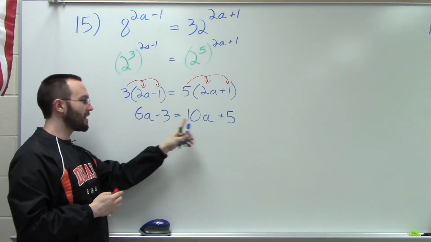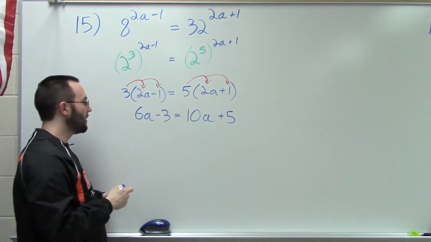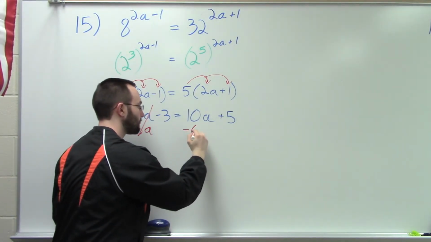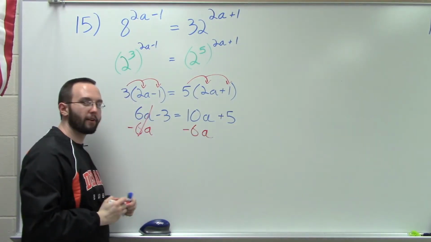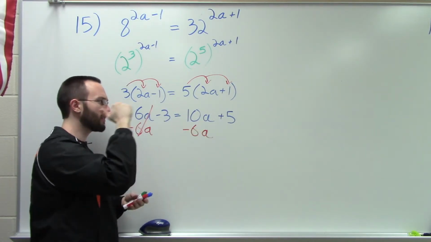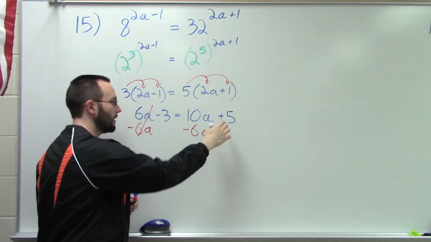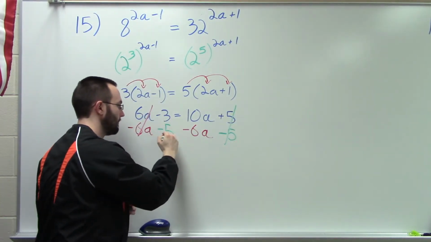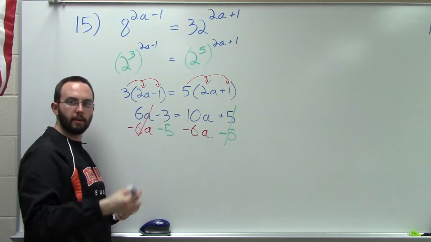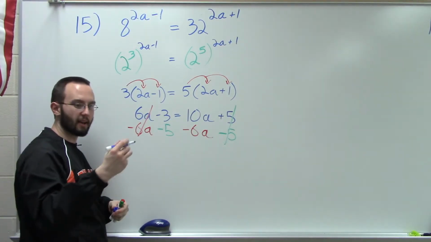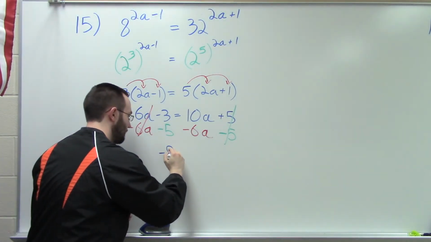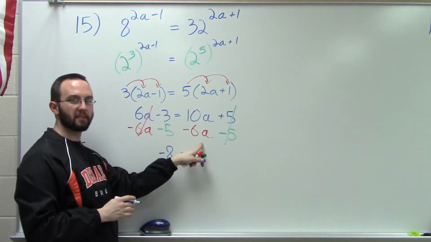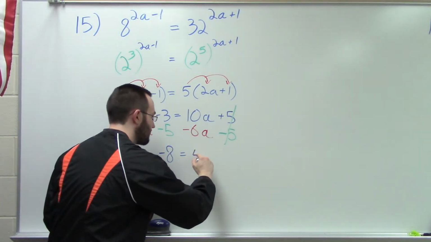I've got 6a on the left, 10a on the right, so we'll subtract the 6a from both sides. And since I'm moving all my variables to the right, we'll bring the constants to the left. The opposite of plus 5 is minus 5. -3 minus 5 here on the left-hand side, that's a -8. On the right, 10a, take away 6a, that means there are 4 a's remaining.